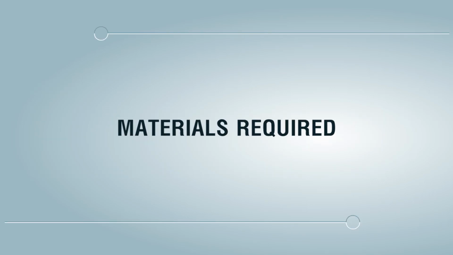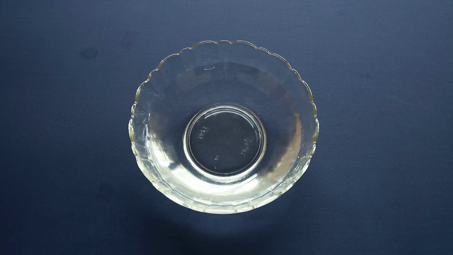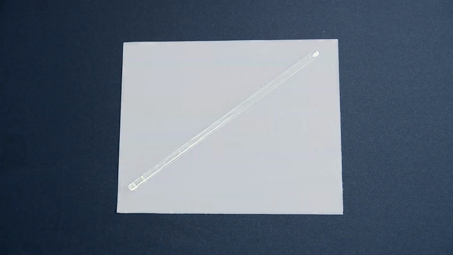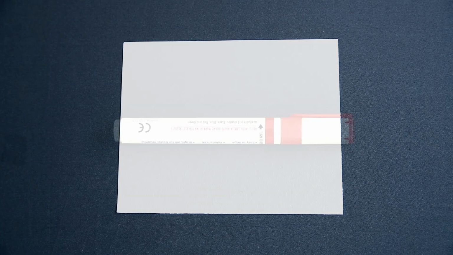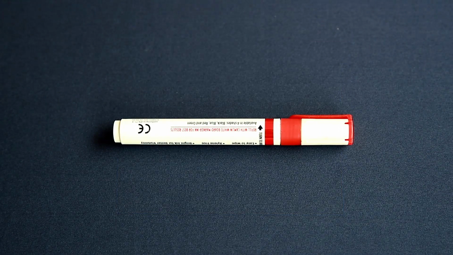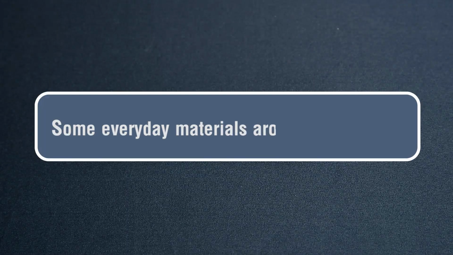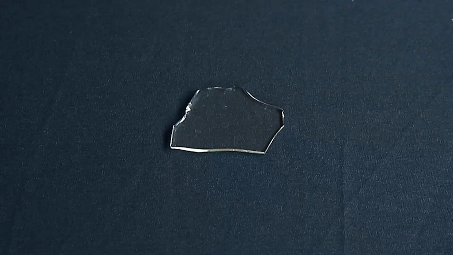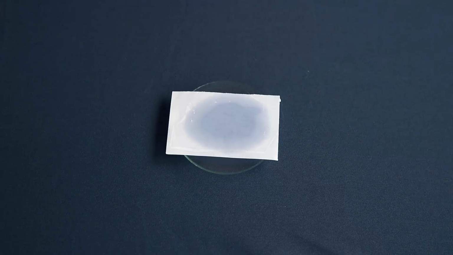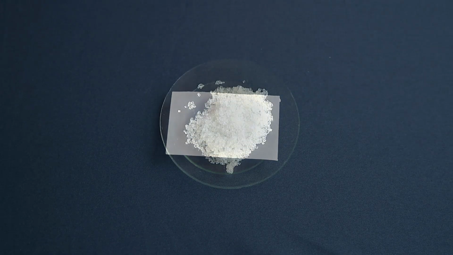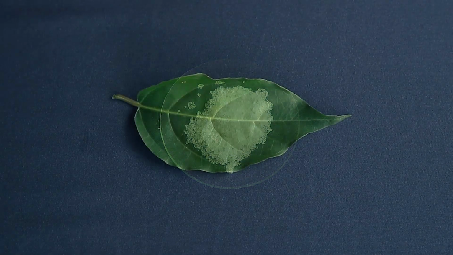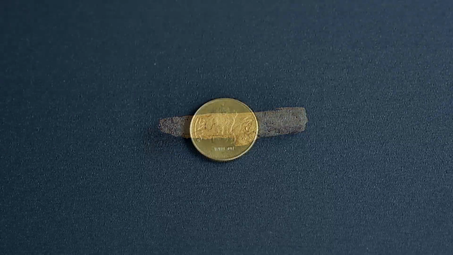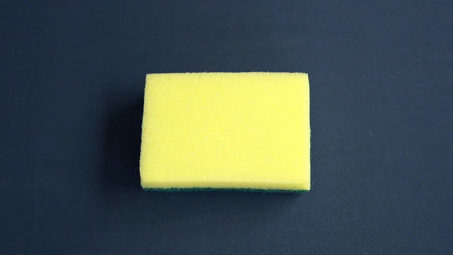Materials required: glass containers with water, glass rod, a sheet of white paper, a marker, and some everyday materials around you such as wax, a glass piece with blunt edges, oil-coated paper, sugar crystals, green leaf, piece of wood, a coin, a piece of sponge.